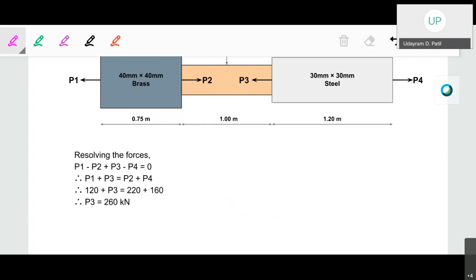In some of the cases this particular direction might not be given. So whatever sign convention you have considered, from that sign convention you can calculate the value of P3, whether it is positive or negative.